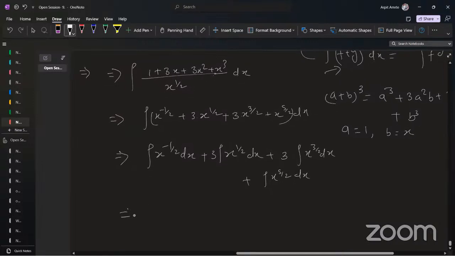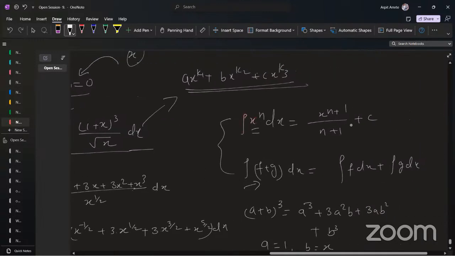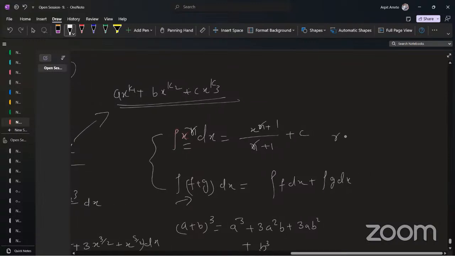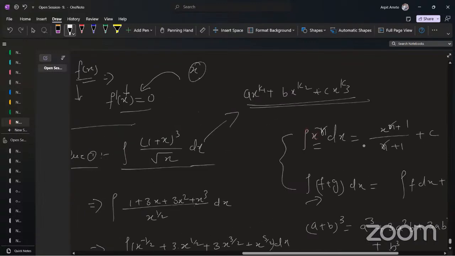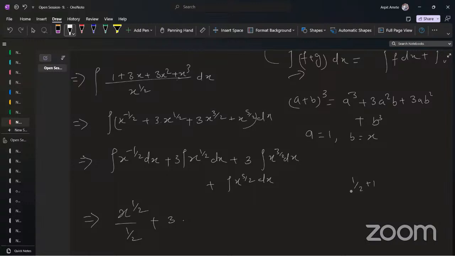Okay. Now further, how will we solve this? We have this formula, the above one, for any n, or here if we say r. So for any r for which r is not equal to 1, I can use this one. And here for the first one, I have r equal to minus 1 by 2. So it will be x raised to the power 1 plus minus 1 by 2, so x raised to the power 1 by 2 divided by 1 by 2, plus 3 into x raised to the power 1 by 2 plus 1, divided by 1 by 2 plus 1.